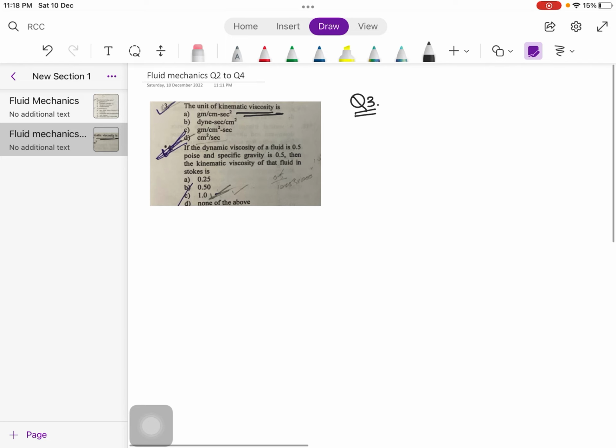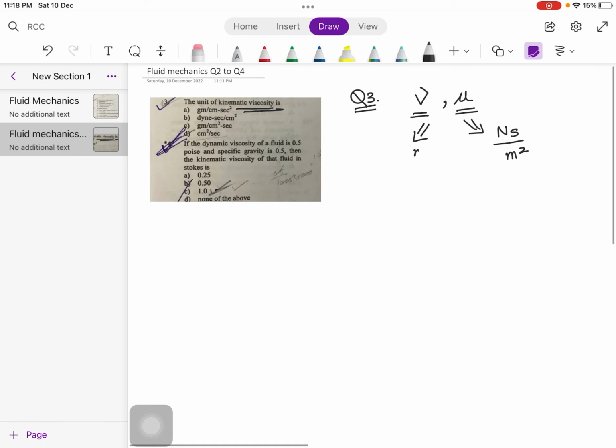as we have discussed earlier, we have to deal with two types of viscosities in fluid mechanics. One is the kinematic viscosity and another one is the dynamic viscosity. The unit of dynamic viscosity is Newton second per meter square, and the unit of kinematic viscosity is meter square per second. Let us look at the derivation of this unit for kinematic viscosity.